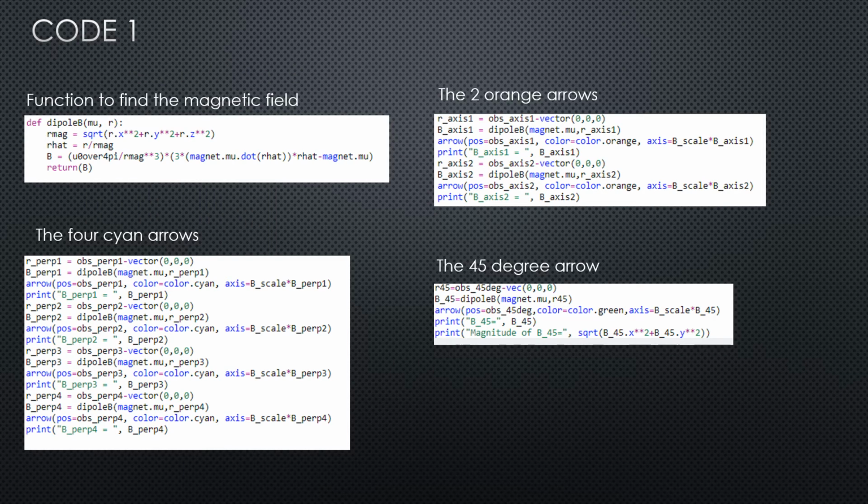So the coding for this lab, you make arrows for the magnetic field, 2 different sets, and then also the magnetic field at that 45-degree angle that we were doing in part 2. So in the first part, I just made a function for the magnetic field that I would go back to in most of these arrows that I made. And I had 4 cyan arrows and 2 orange arrows, which I'll show in the next slide.